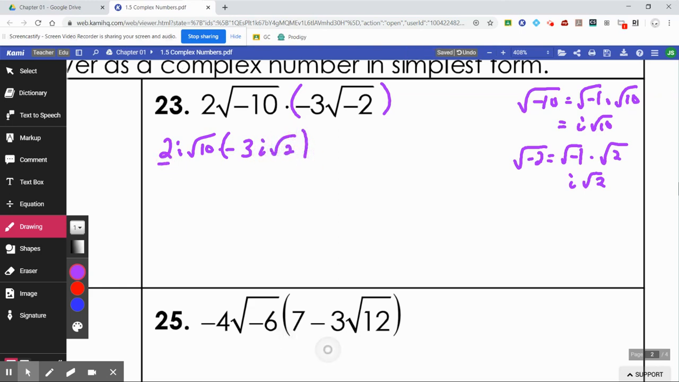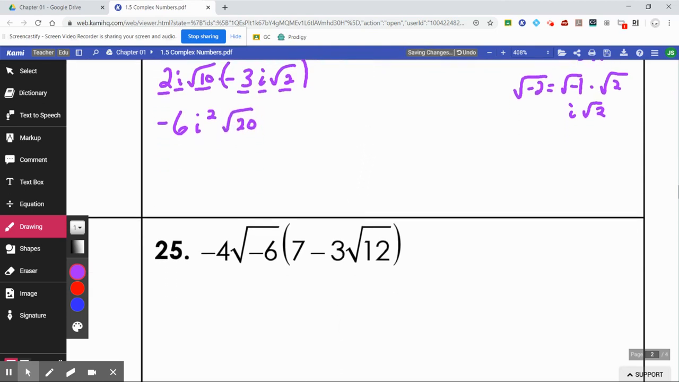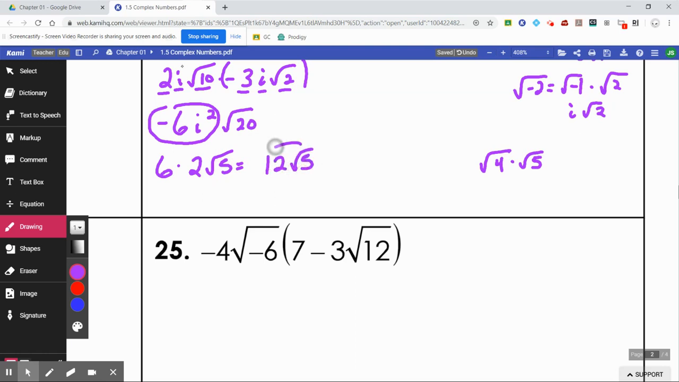Multiply what you can. 2 times negative 3 is a negative 6. i times i is i squared. Root 2 times root 10 is root 20. So you have a negative 6 times negative 1, which is a positive 6, times the square root of 20. Let's come over here and split that into root 4 times root 5. That would be 2 root 5, so we'll have one more step. 6 times 2 is 12 root 5.